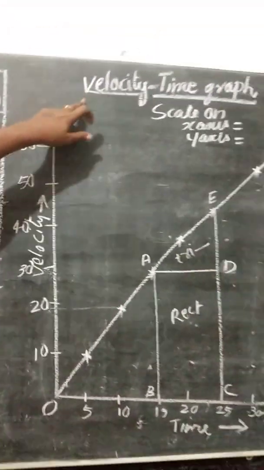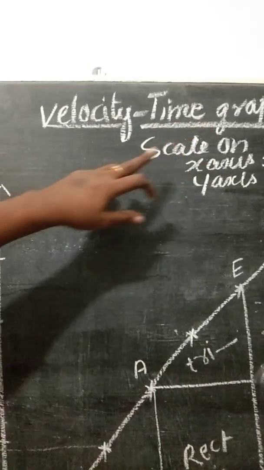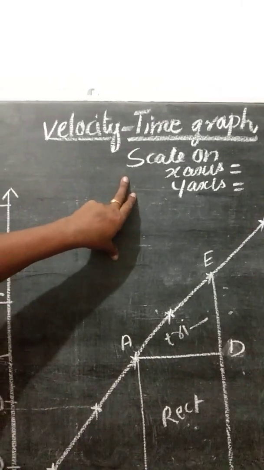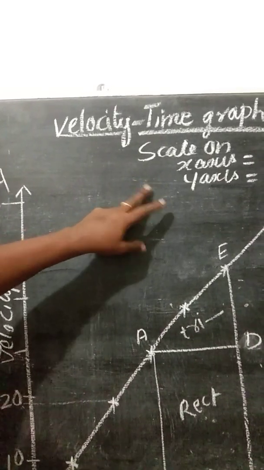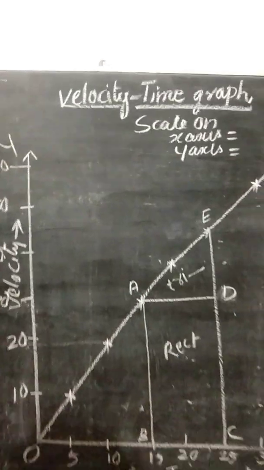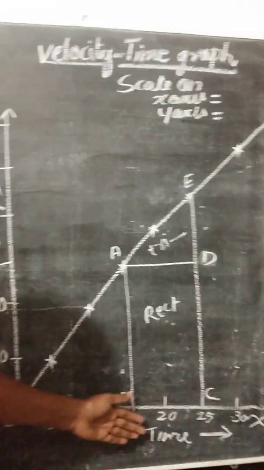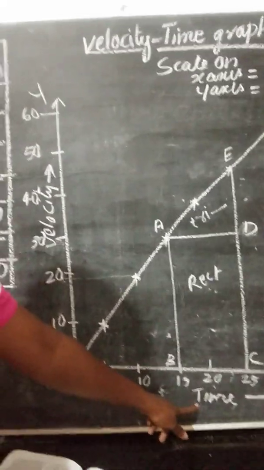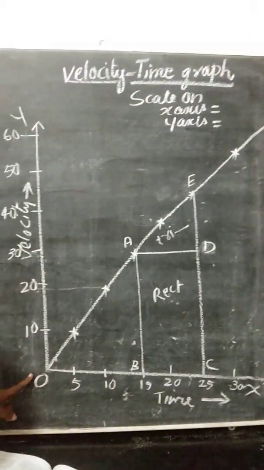First of all, we give the name of the graph, velocity time graph, and down here we need to write the scale chosen on the x-axis and y-axis. I will write that after setting a convenient scale. As we did in the last class, we put time on the x-axis and velocity on the y-axis.